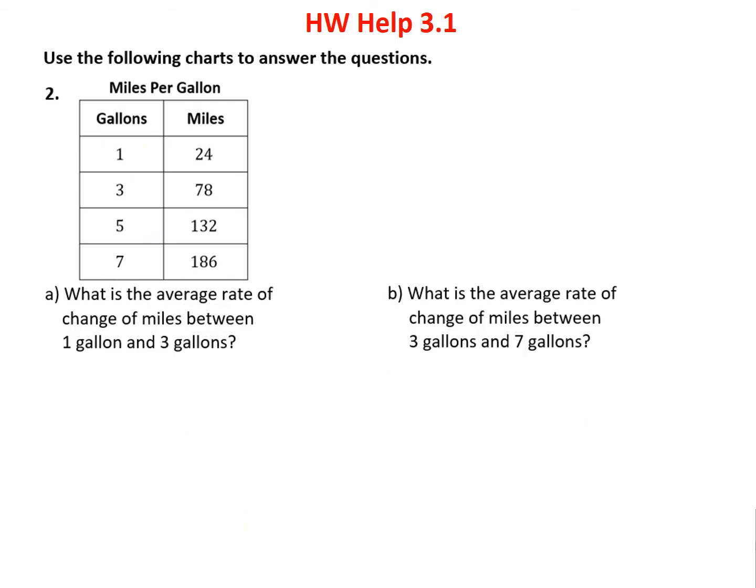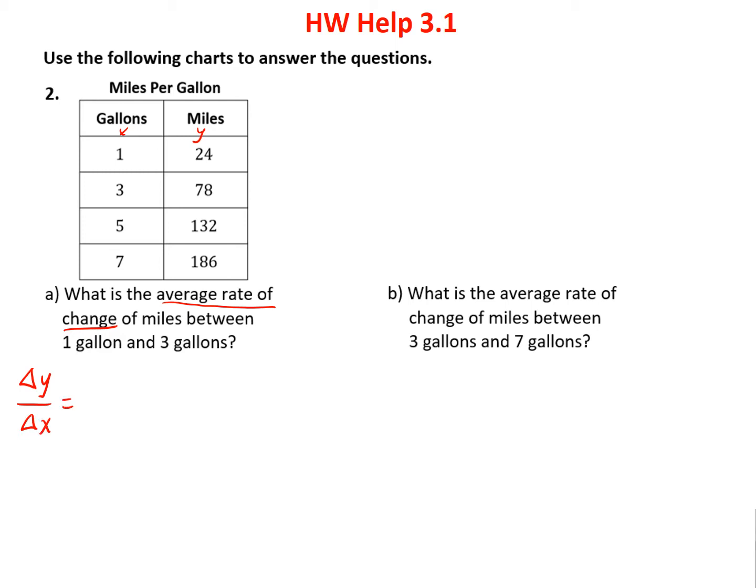In problem 2, we're looking at miles per gallon, and we're asking what's the average rate of change in miles between 1 gallon and 3 gallons. So we want to know, as we use gallons, how much do the miles change? Again, think of the gallons as being the X and this being the Y, and what we're trying to find is the change in Y. This delta, a Greek letter delta, means the change in Y compared to the change in X.